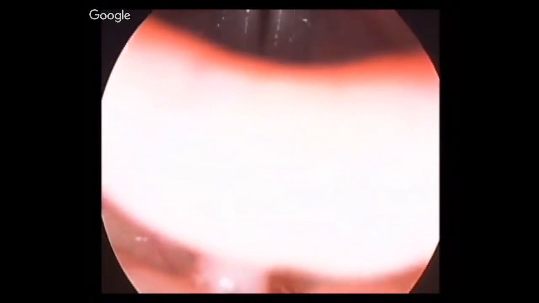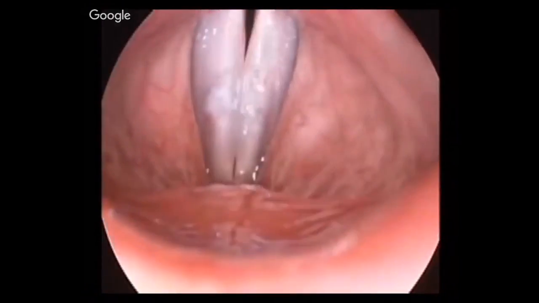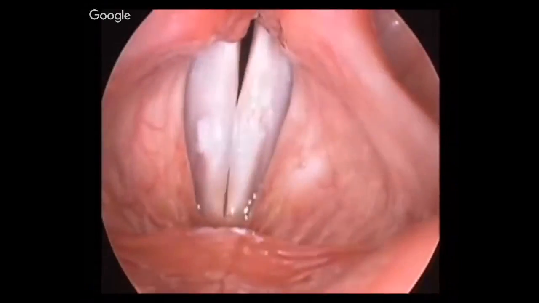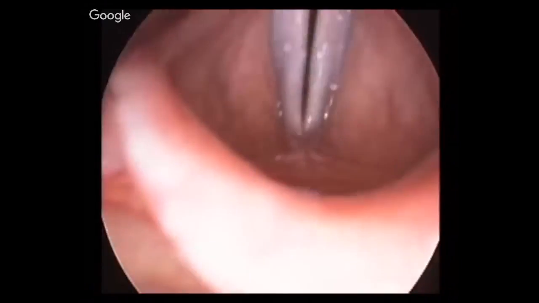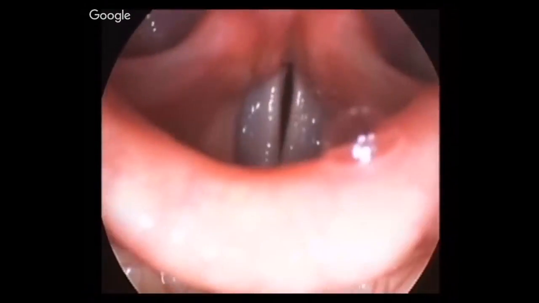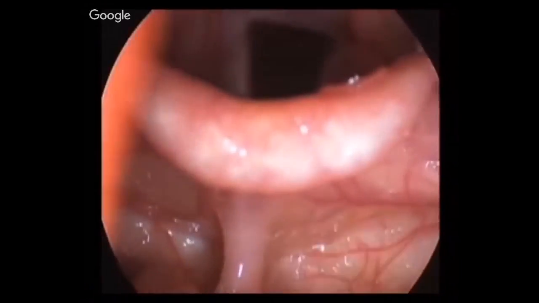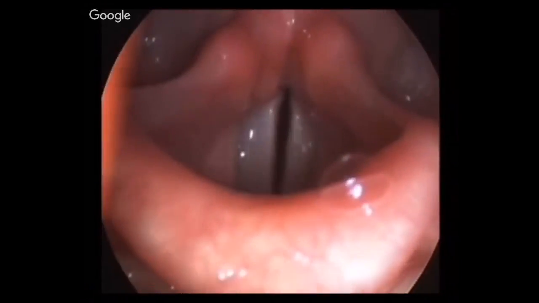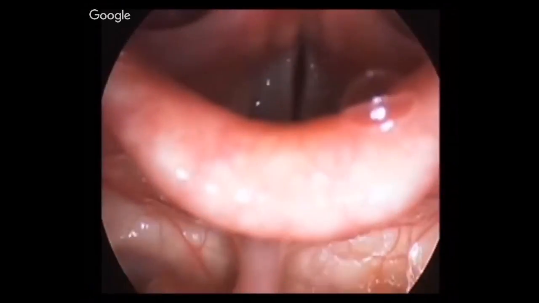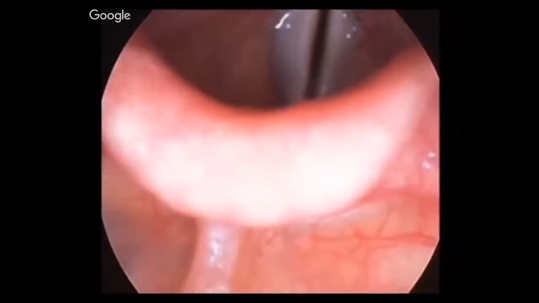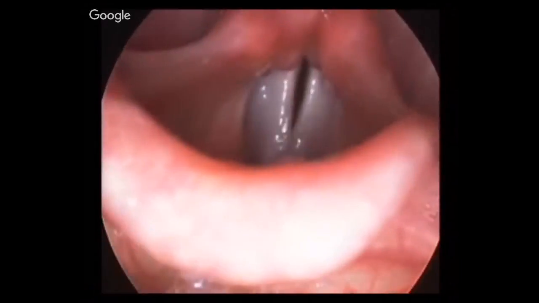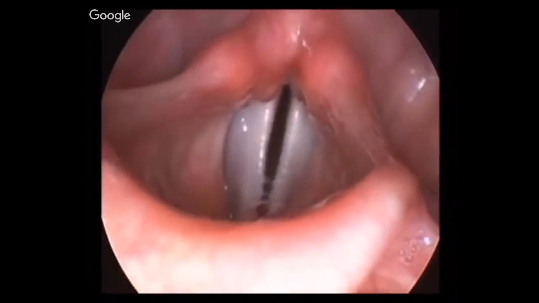So we force air through these, and then the vibration of the vocal cords is what creates the sound. And we talked about frequency. So a higher frequency, right, would be more vibrations, and a lower frequency would be fewer vibrations given a period of time. So you can see in the low, there's fewer vibrations. At higher, there's more vibrations.